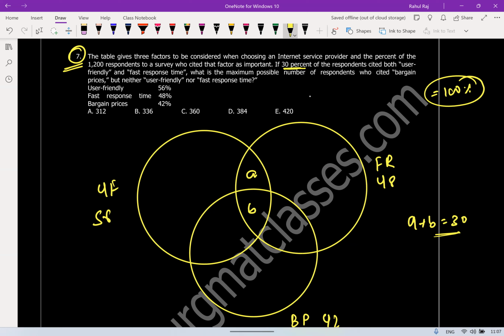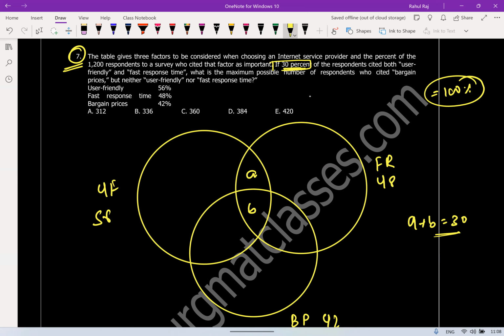Because they are telling it 30% of the respondents cited both user friendly and fast. A lot of people say to me, Rahul, in this B, there's also bargain prices. But let that be. We can't do anything about it. But we have to consider B. Why? Because there are user friendly and fast response time in B as well. Bargain prices are also there. That is none of my business. But if I don't consider B, it means I'm leaving out user friendly and fast response time, which we are not supposed to do. Because it very clearly says 30% of the respondents cited both user friendly and fast response. So A plus B is equal to 30.